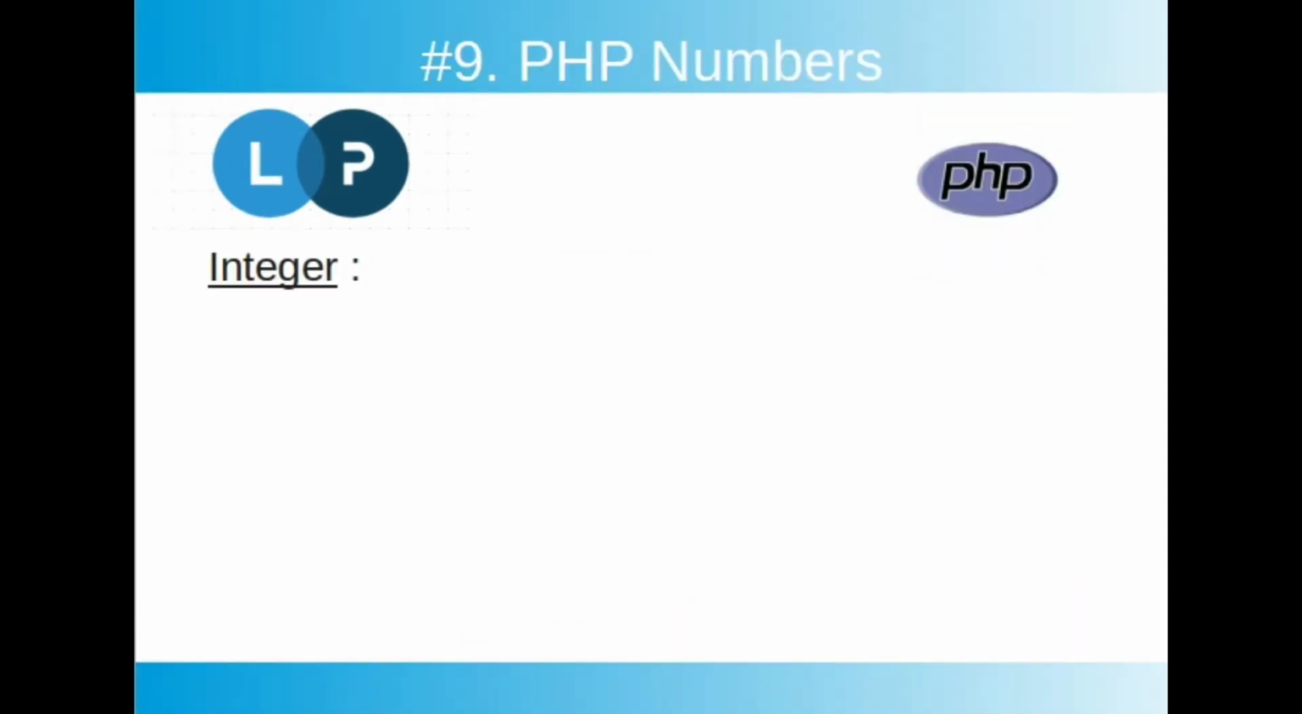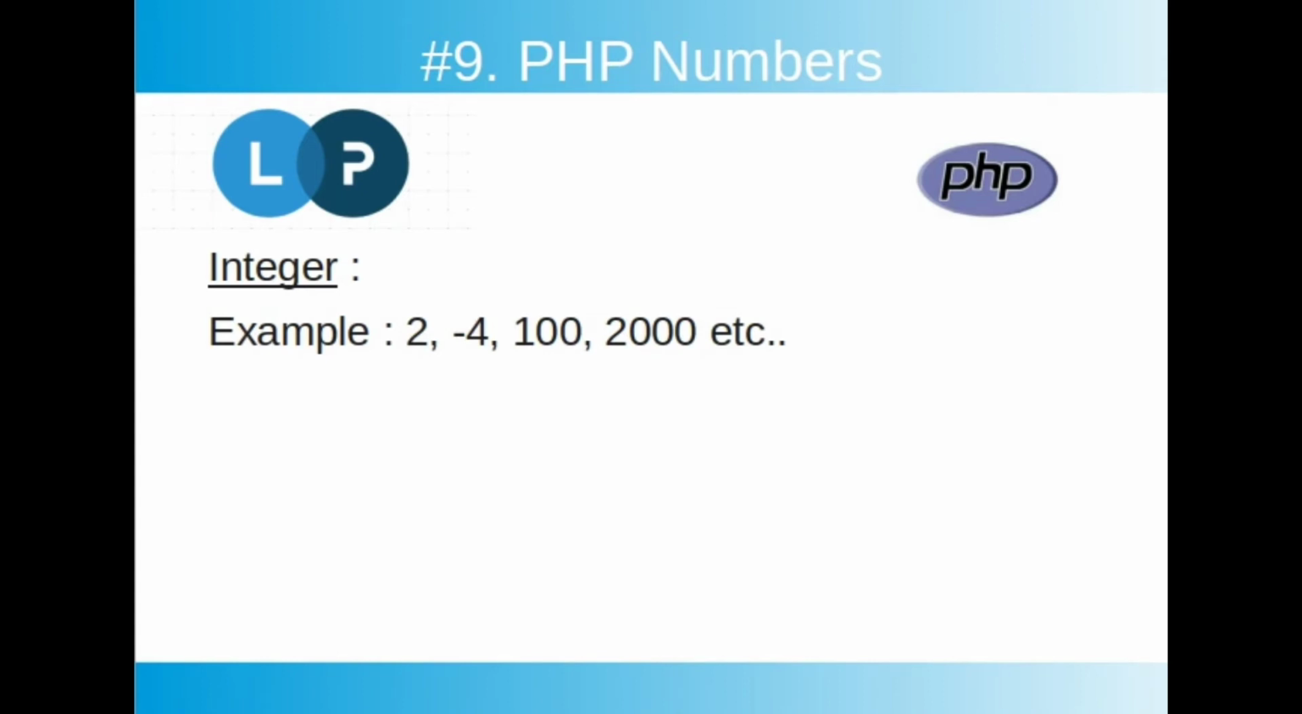The first thing is the integer. The most basic type of number is an integer. An integer is basically a number without any decimal points. It can be either positive or negative. If we write any digit, it will be treated as an integer. Even 0 is a valid integer.